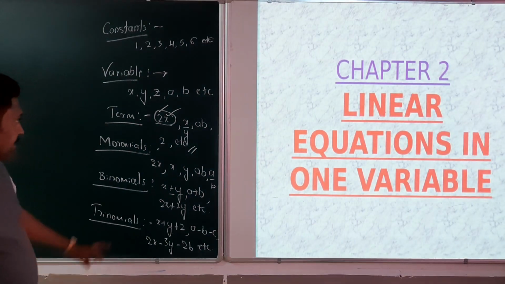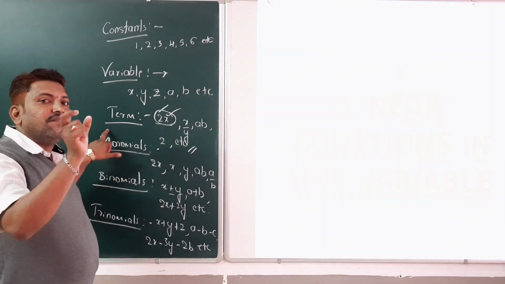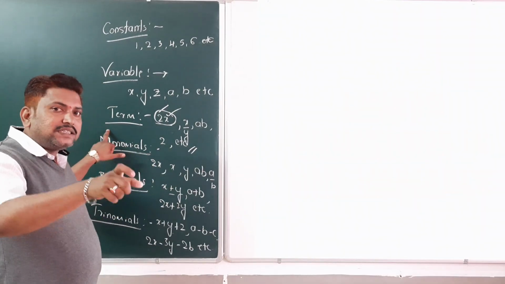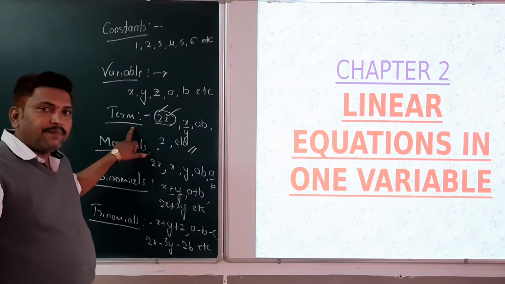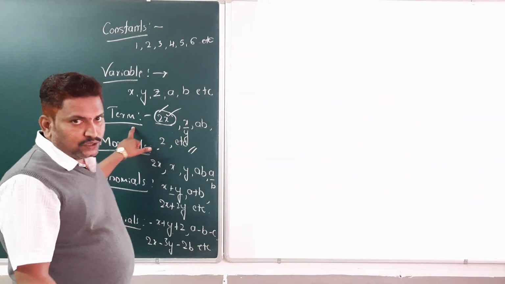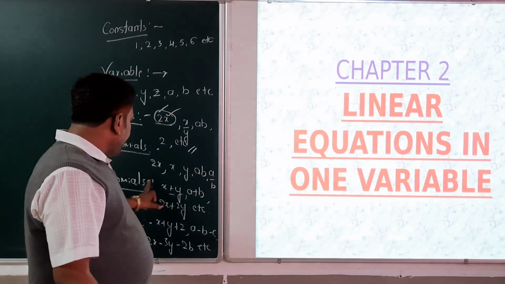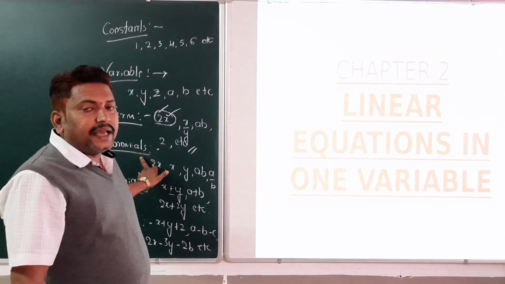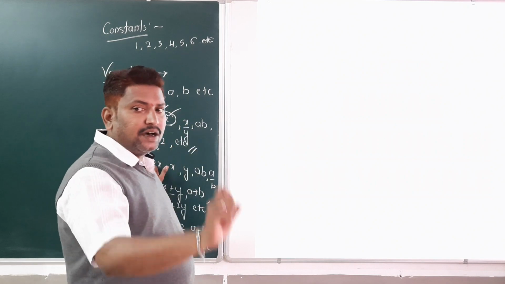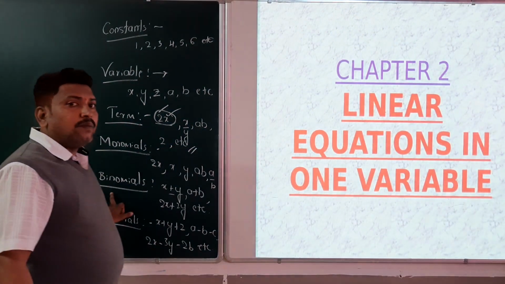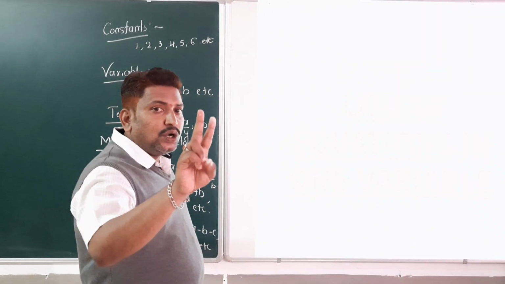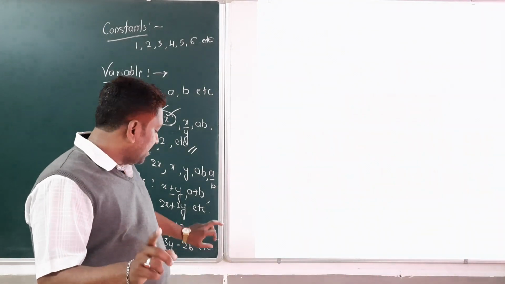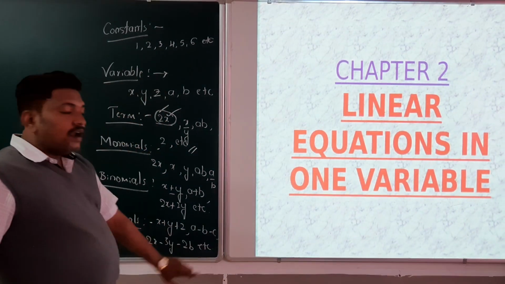Once again I recall everything. What is a term? A term is a variable or a constant or a combination of variables and constants. Then the types of terms: monomial, binomial and trinomial. What is a monomial? An expression which contains only one term. What is a binomial? An expression which contains two terms. What is a trinomial? An expression which contains three terms.